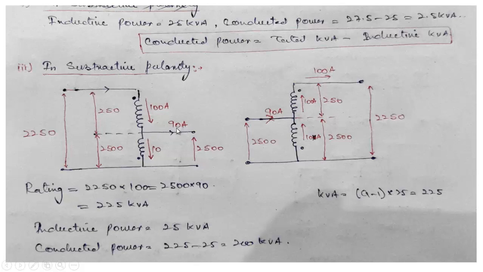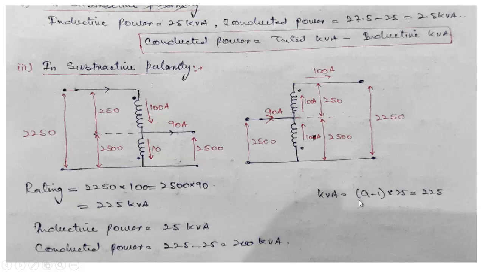only 90 amperes. So in this case the rating will be 2250 into 100, that is 225 kV, or 2500 into 90, that is 225 kV. So inductive power, you can see from here to here, it will be 25 kV. If this multiplies with this, again 25 kV, same as that of the earlier one. So conductive power here will be 200 kV.